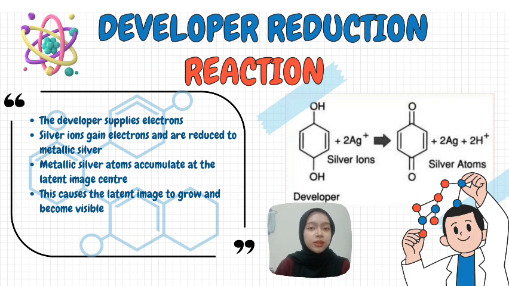Next is developer reduction reaction. In the developer reduction reaction, the developer acts by supplying electrons. These electrons are taken up by silver ions, which are then reduced to metallic silver. The metallic silver atoms accumulate at the latent image, hence causing the image to grow and become visible. This growth process is identical in both theories, as it simply involves the accumulation of metallic silver atoms. In the end, both pathways result in the formation of a stable development center.